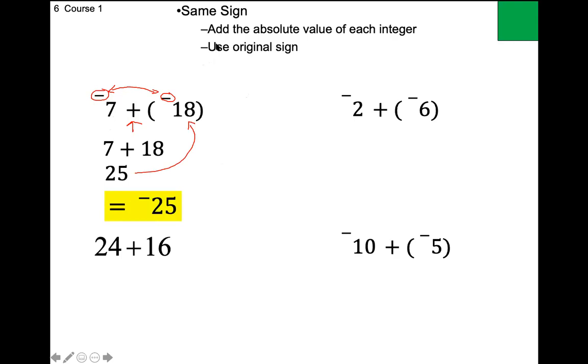Bottom one. If you know what you're doing, you don't have to follow these rules if it's a simple one, but the rules still must work. Notice both signs are positive. Why? There's nothing there, so it's positive, but there's a positive right there. So I'm adding 2 positives. The absolute value of both would be 24 and 16. It's 40. And were the signs originally positive or negative? Positive. So therefore the answer is positive 40.